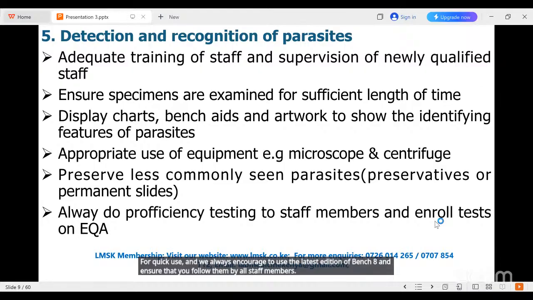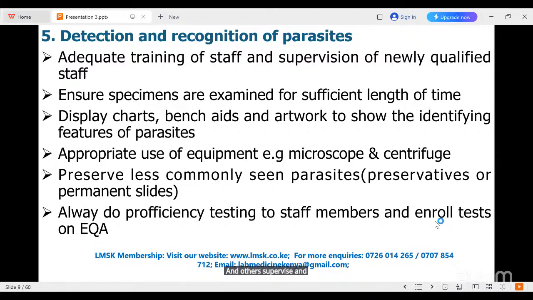When it comes to detection and recognition of parasites, we always encourage that we do adequate training to all staff members or interns, and always supervise and train newly qualified staff and make sure that they understand the procedures and they sign somewhere that they have understood the training. Give them some quick practicals so that you can see their competency. Ensure that specimens are examined for sufficient length of time.